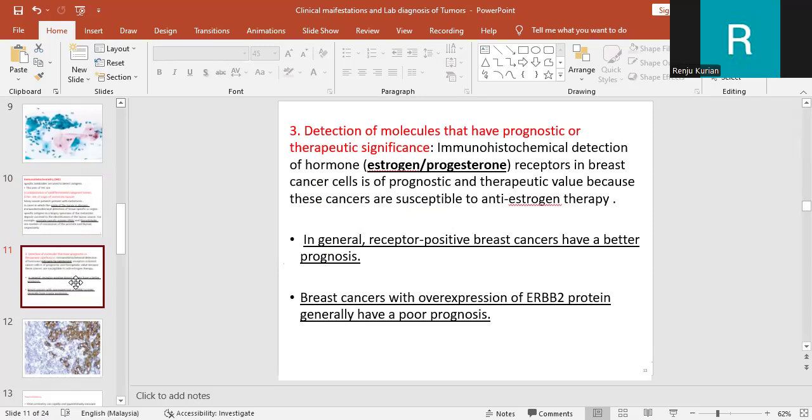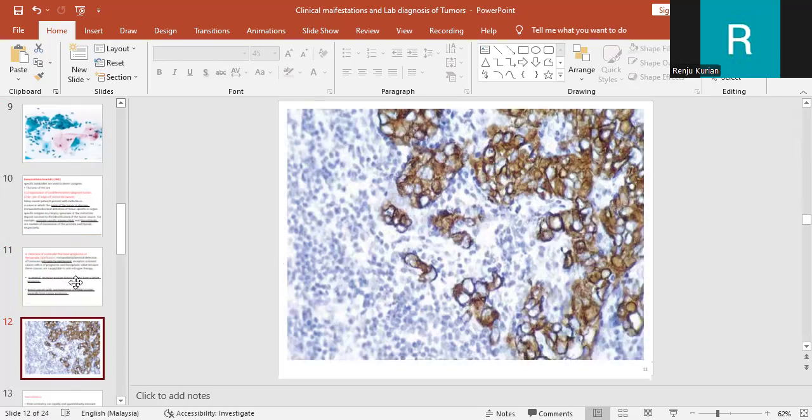The third important use is for detection of molecules of therapeutic and prognostic significance. Examples include ER, PR, and HER2, which are employed in breast cancers. ER and PR positive tumors carry a good prognosis when compared to an HER2 positive tumor. You are seeing the slide of immunohistochemistry, which is showing ER positivity.